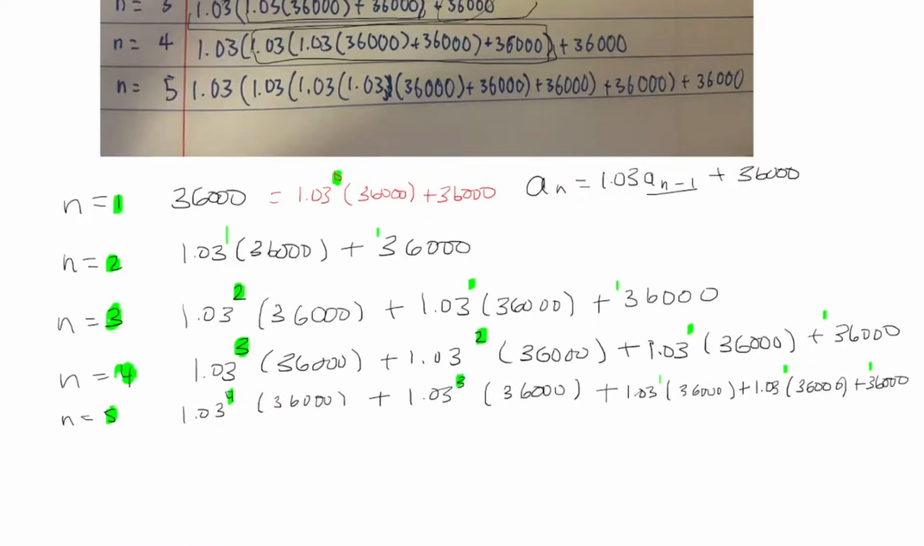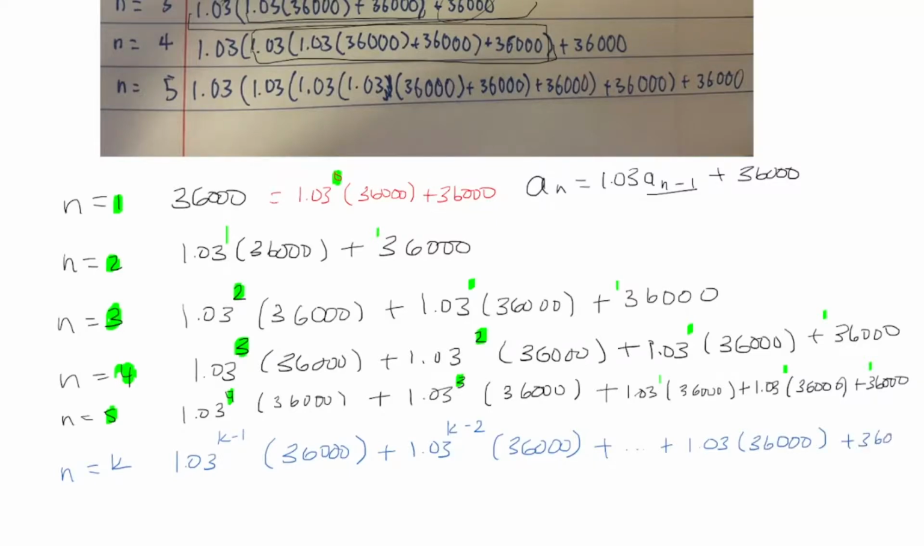So we can come up with a formula now. Let's say for n equals k, we're going to do 1.03 to the k minus 1 times 36,000 plus 1.03. Now we're going to subtract 1 from k minus 1 to go to k minus 2, and then you'll go to k minus 3, k minus 4, etc., all the way down to when you hit 1.03 to the first power times 36,000, and finally we'll have 36,000.